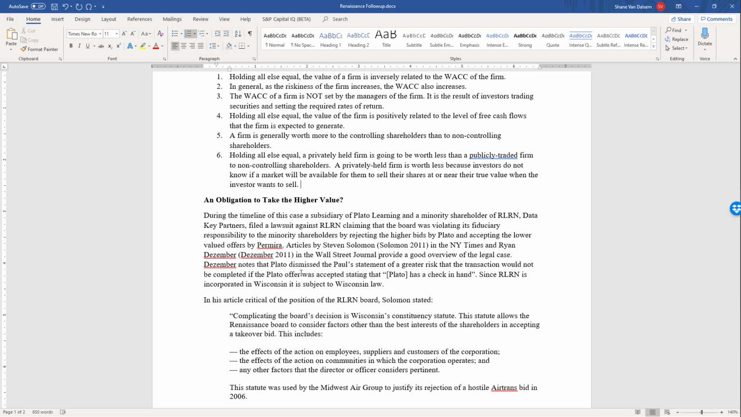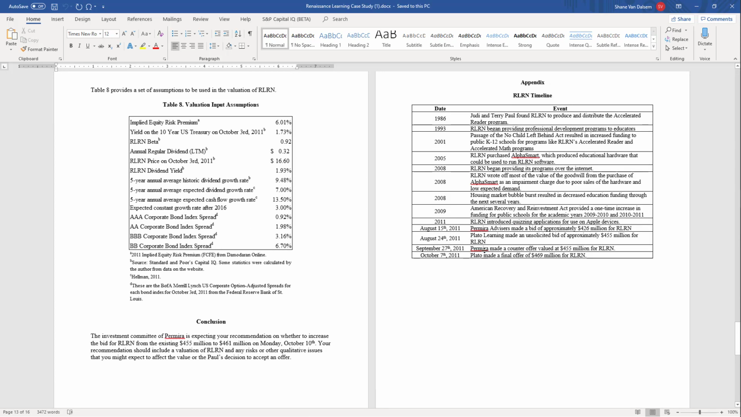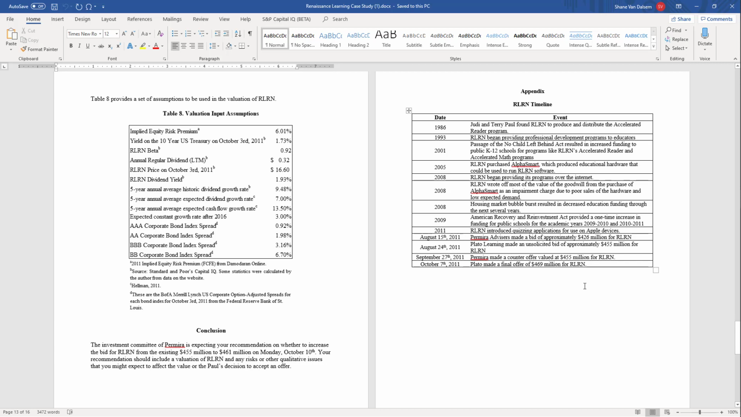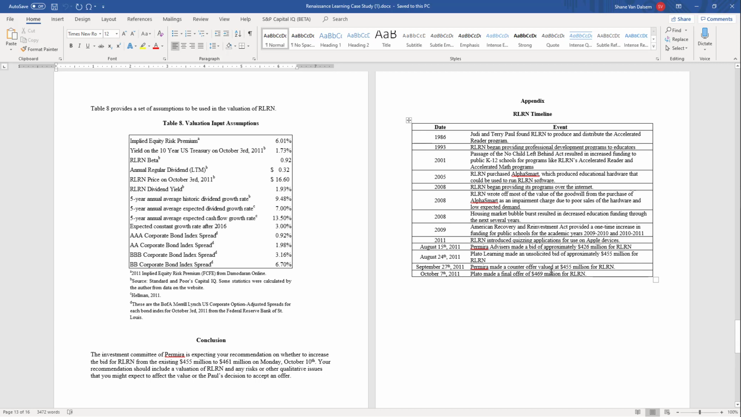All right, so what had happened, if we go back to the case here, we look at the timeline. On August 15th, 2011, Permira Advisors made a bid of $426 million. Plato upped the ante, said $455 million. Permira made a counteroffer at the $455 million level that Plato did, and then on October 7th, 2011, Plato made a final offer of $469 million for Renaissance Learning.